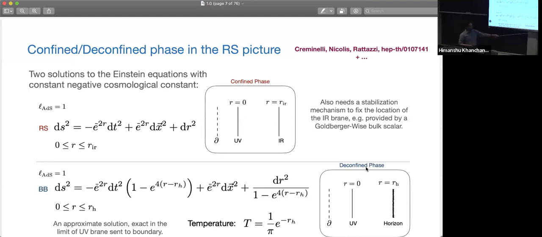And that can be calculated in many ways, and it's given by this expression. So the temperature is related to the parameter R_H. And when R_H goes to infinity, temperature goes to 0, and that's like not having a temperature at all.